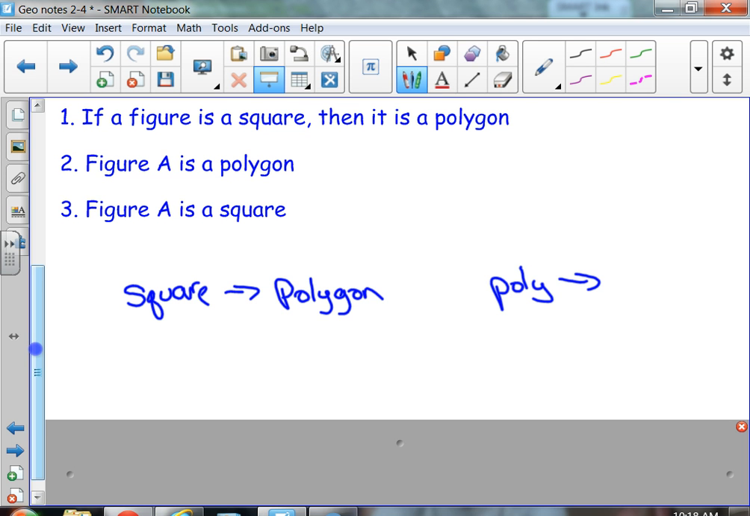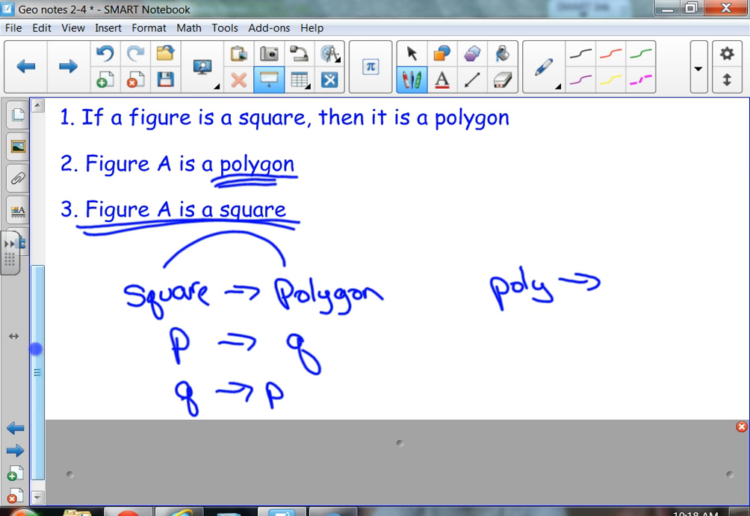Do any of our laws say that we can just turn P and Q around? What's that called? This is if P, then Q. If we say if Q, then P, does that always have to be true? No, it's a converse, right? So, is every polygon a square? No. What else could it be? Okay. Anything, right?